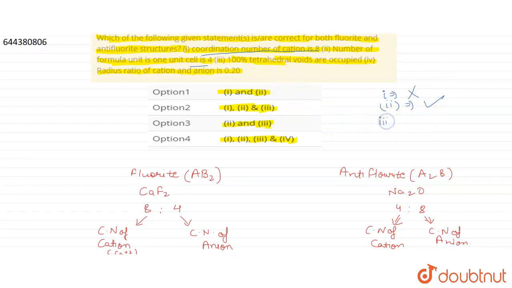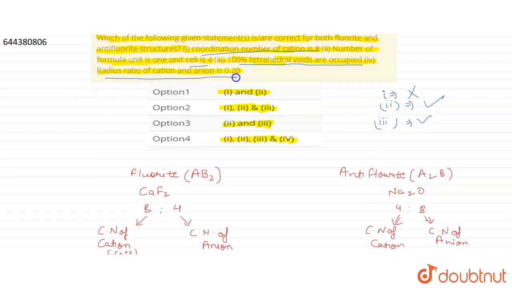Our third statement is 100% voids are occupied. This statement is also correct, because in fluoride structure all the tetrahedral voids are occupied by the anion, that is fluoride ion. In case of CaF2, all the tetrahedral voids are occupied by the fluoride ion, and in antifluoride structure all the tetrahedral voids are occupied by the cation, that is Na plus. So in both the structures, tetrahedral voids are occupied. In one case it is occupied by the anion, and in the other case by the cation. So our third statement is also correct.